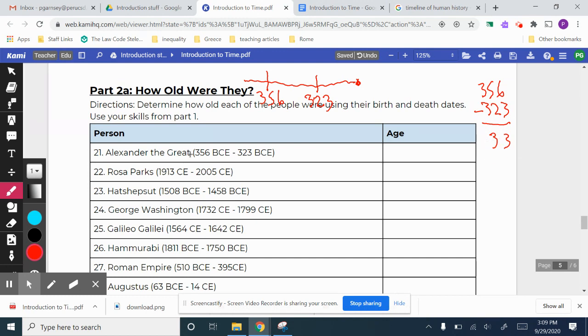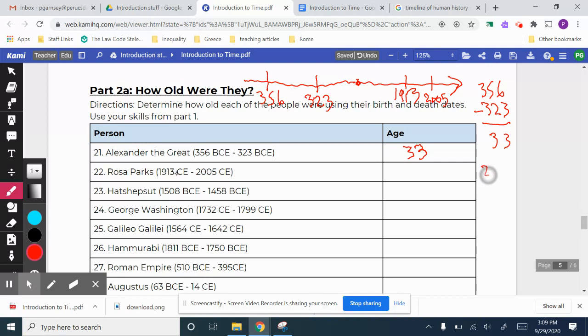He was only 33 years old when he died. All right, Rosa Parks. Now we have two dates in the CE time period. So that's like the positive end of a number line. And she was born in 1913. She died in 2005. So how old was she when she died?